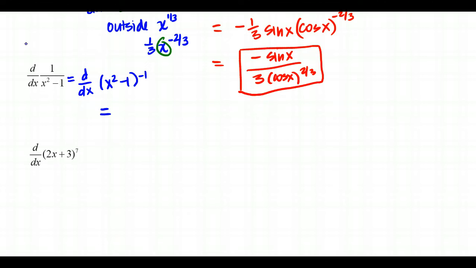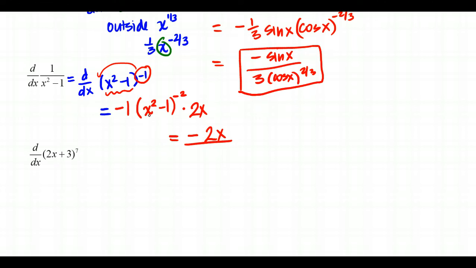So what this has amounted to is taking the exponent and bringing it to the front, so negative 1, and then leaving the inside the same, x squared minus 1, reducing the power by 1, to the negative 2, times the derivative of the inside, which would be 2x. So this becomes, simplified, negative 2x over, I'm going to move this to the denominator and make the exponent positive, so x squared minus 1 squared. So this is going to be the derivative of this original function.